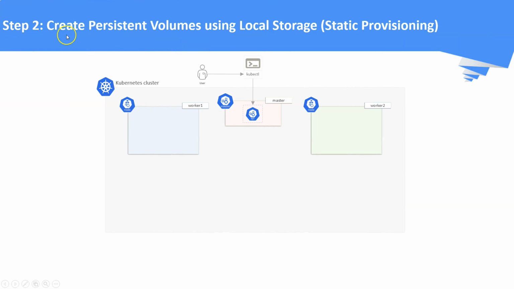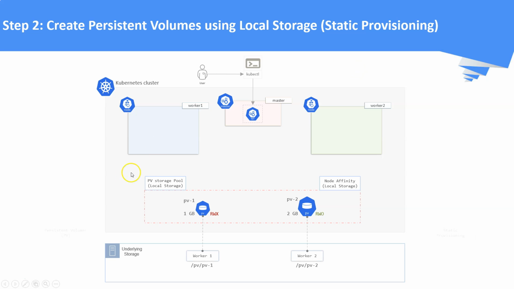Step number 2. Create persistent volumes using local storage system. This is going to be static provisioning mode. Here we are going to create two PVs, that is PV-1 in worker node number 1 and PV-2 in worker node number 2 in the respective directories. Ideally, these directories in the worker nodes are our volumes.